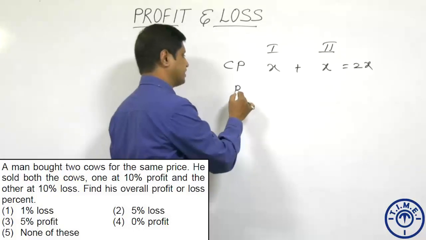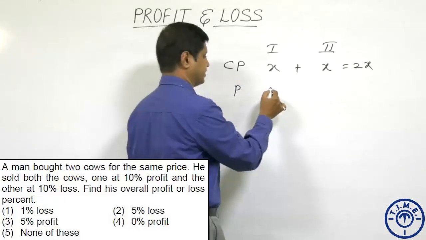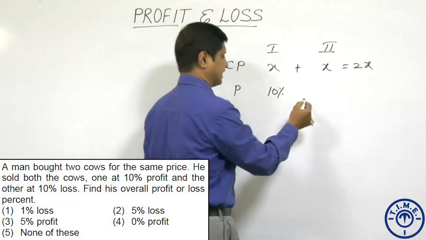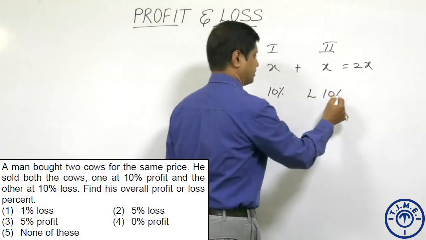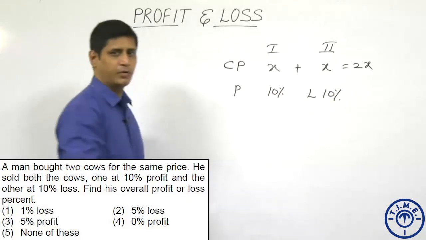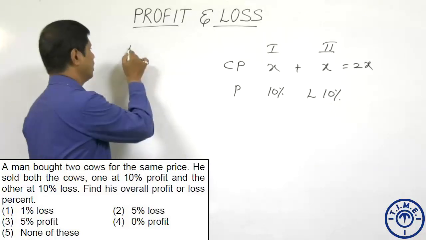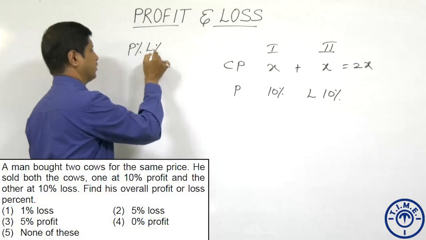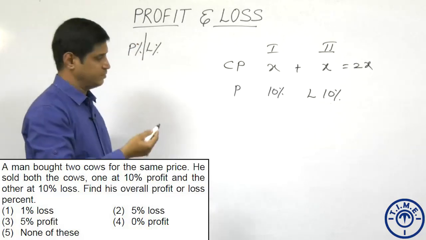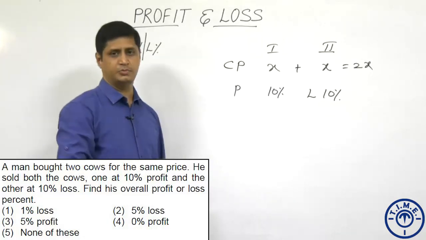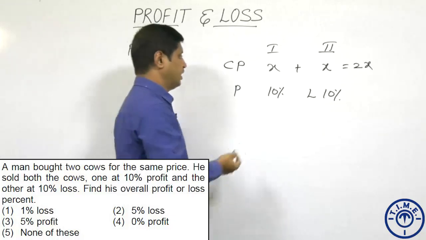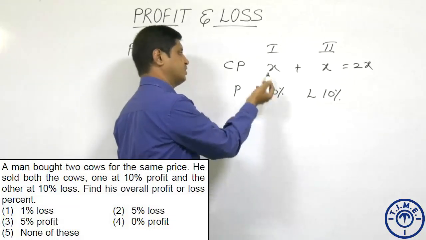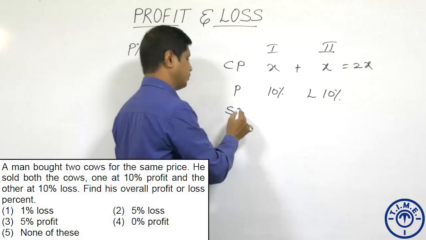What is the profit percentage? The first one has a profit of 10% and the second one a loss of 10%. Then what is the overall profit or loss percent? Overall profit or loss percent is to be found. If there is profit, find the profit percent. If loss occurred, the loss percentage is to be found. Now what is the selling price of the first cow? Now he sold both cows.